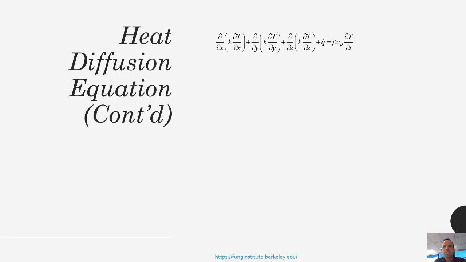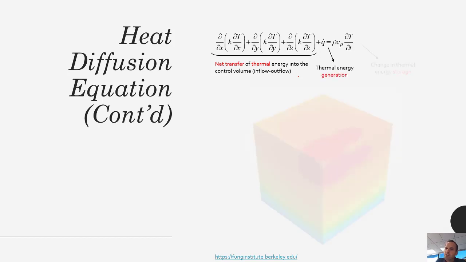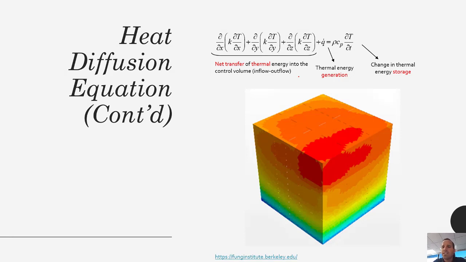So here is our heat diffusion equation in much nicer typeset form. That is exactly what we derived. These terms that have the partial of temperature with respect to x represent the net transfer of thermal energy into the control volume, so in and out. We started with a simple energy balance, and then we just did some math. The q dot is our thermal energy generation term, and on the right-hand side is our accumulation term. This is basically how much energy is being stored in our system.